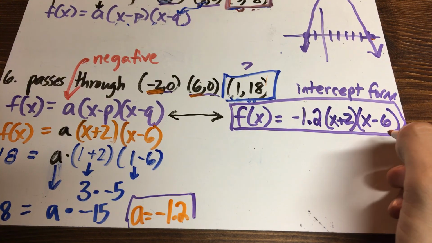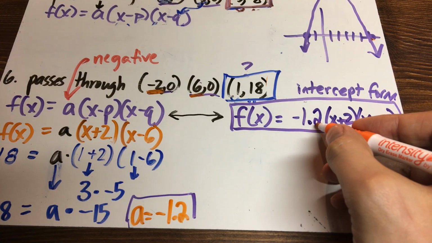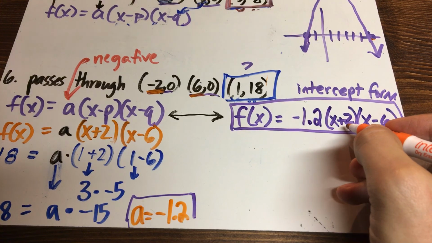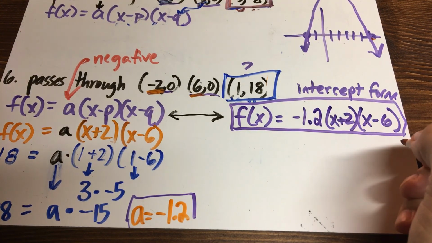Holy cow. All right. You can multiply this in any order you want. You could actually distribute right here if you wanted to first, and then do the FOIL with that and that.